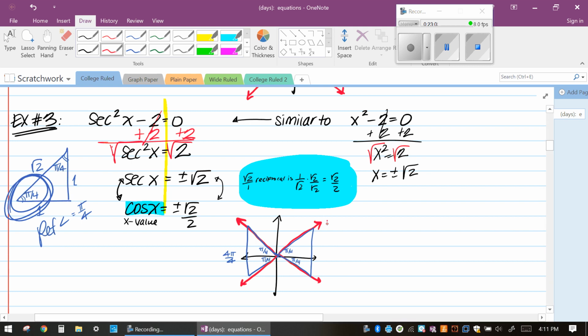So this is 1 pi over 4. This would be 2 pi over 4. This is 3 pi over 4. Here's 4 pi over 4. This would be 5 pi over 4. This would be 6 pi over 4. And this would be 7 pi over 4, 8 pi over 4, which reduces to 2 pi.